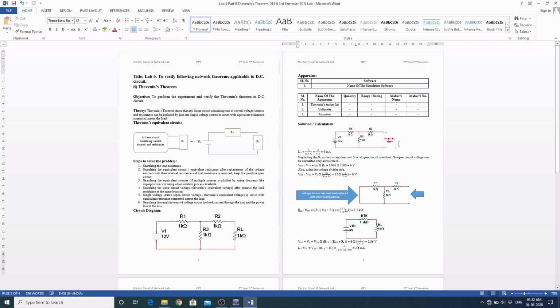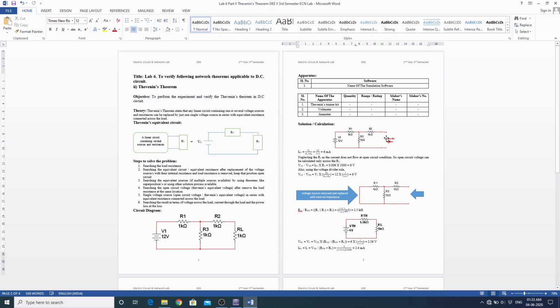So in a practical case we have to attach the voltmeter over here, but here, as we are performing the theoretical calculation, we will calculate it, and when I perform it in the simulation software, I will show the steps. And here we have to calculate the voltage. As this is an open circuit, no current will flow. We can consider that the current will not flow through R2.